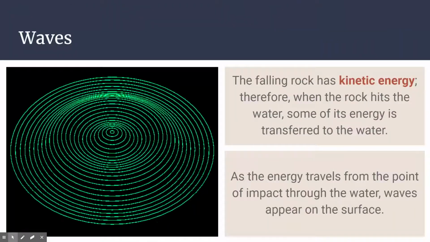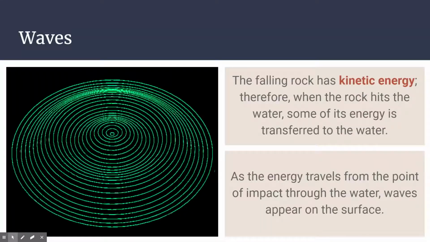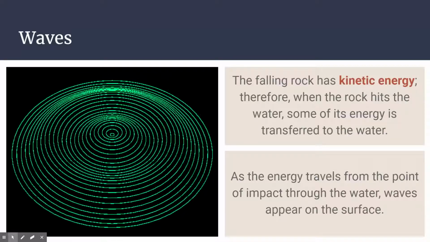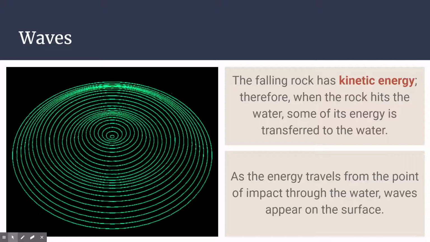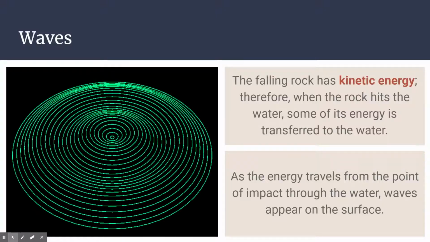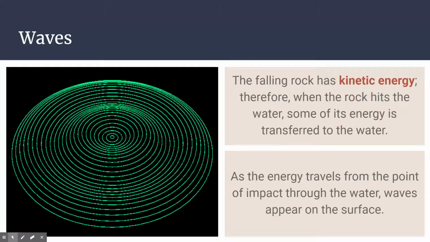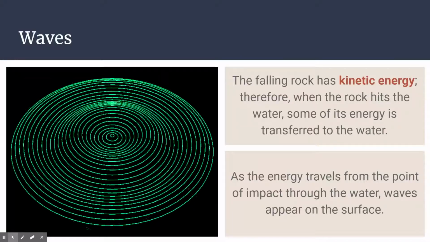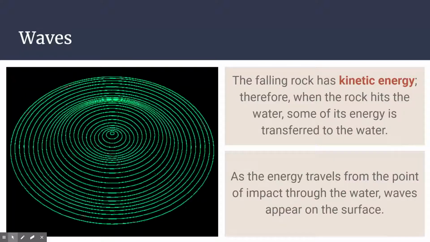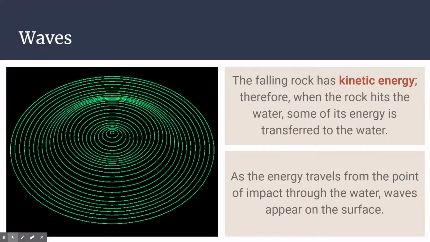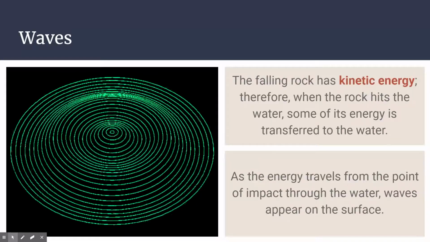So we know that when you drop that object into water, it has kinetic energy, and we know that because it's moving. Therefore, when that object hits the surface of the water, some of that energy is transferred into the water. And the energy, of course, travels from that point of impact, the place where the object hit the surface, outward in all directions. As that energy travels outward, it must be in the form of waves, and so it creates waves that move away from that point in all directions. And that's why it looks like a little circle. Ripples are just energy traveling from one point to another.